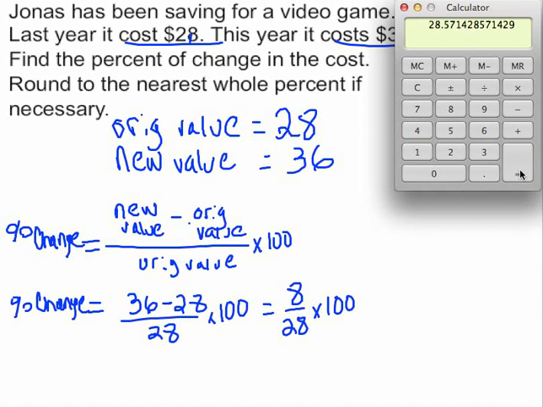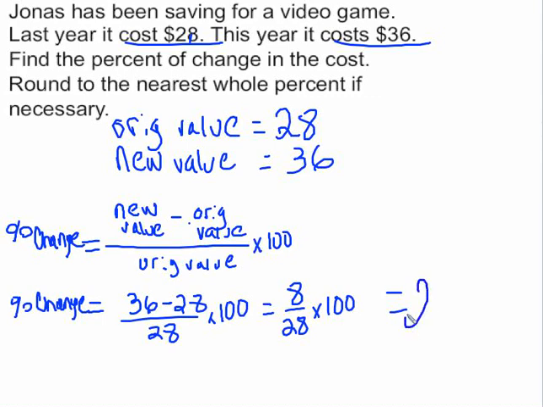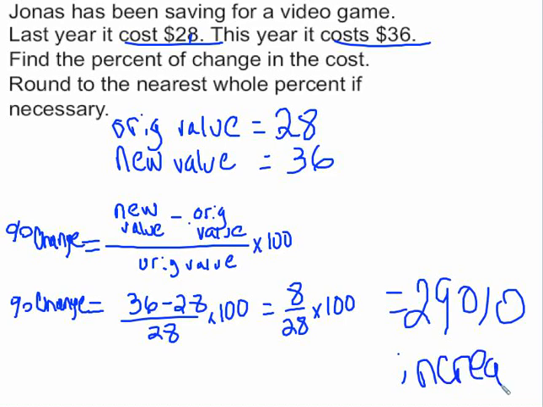28.57. Now I'm asked to round to the nearest whole percent, so that 5 right there, that's equal to 5, so we know that we can round up. So our answer here is going to be equal to a 29% increase. Since I got a positive value, I know it's an increase. Okay, and I know that my price went up from 28 to 36, so that percent of increase is 29%. All right, let's do another example.